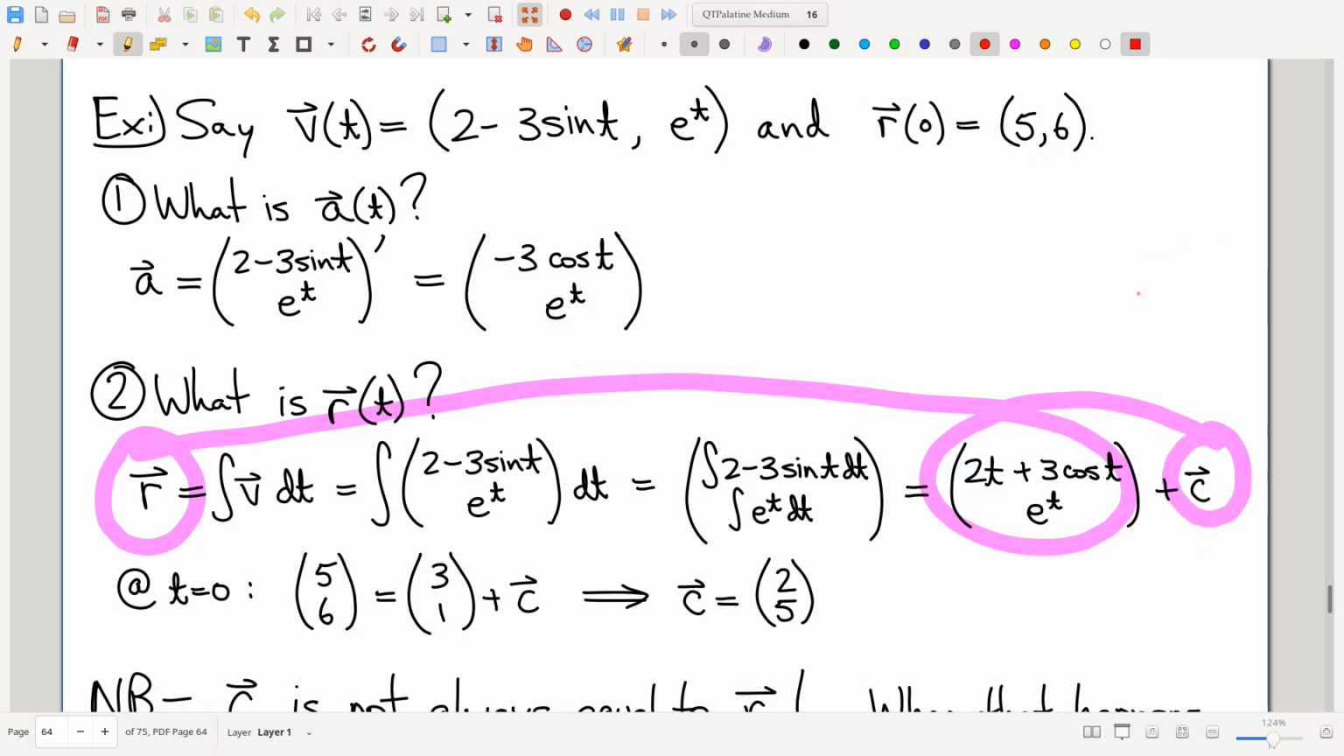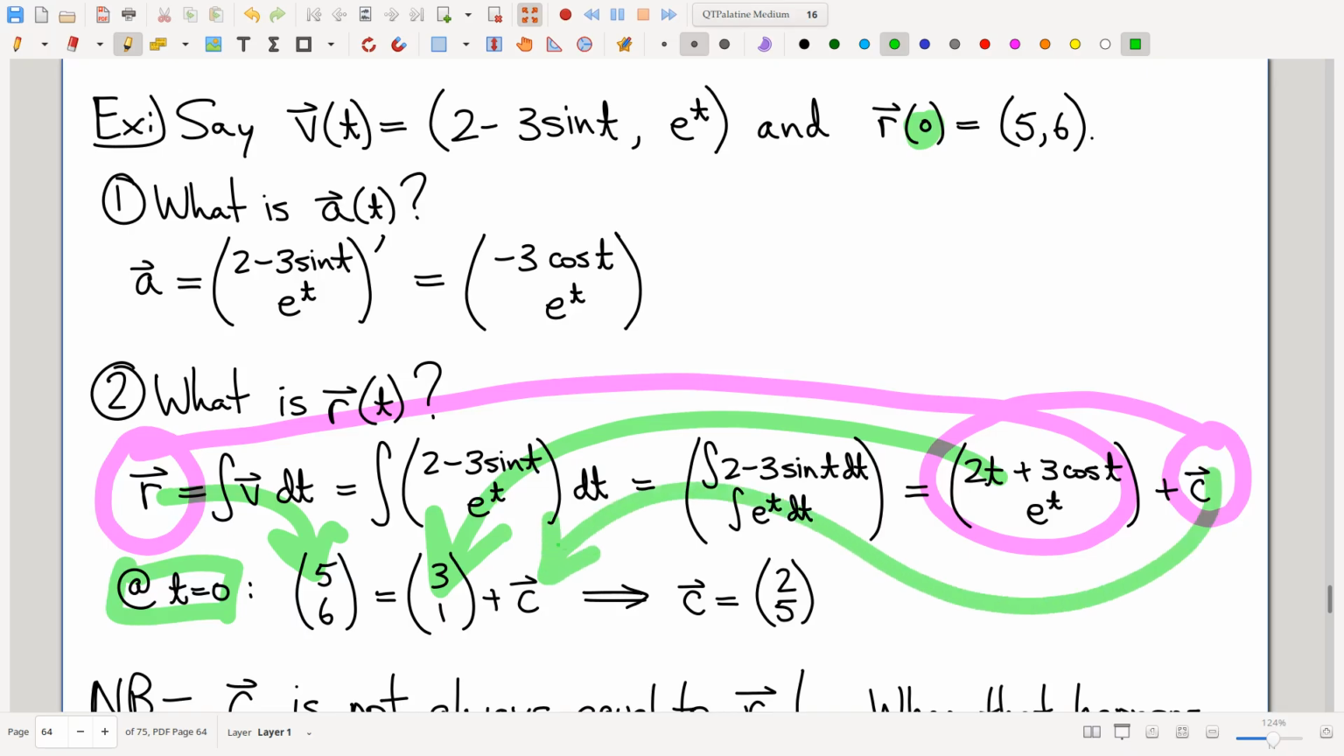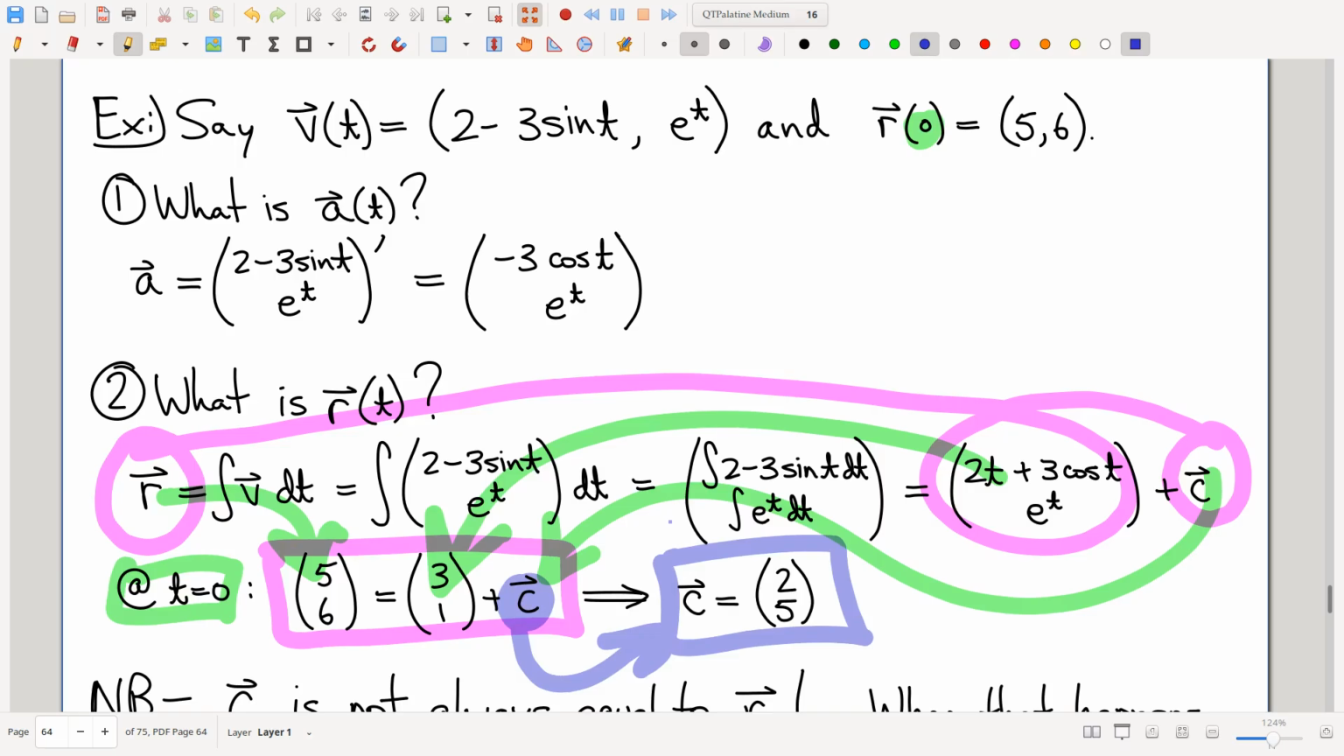Let me talk to you about how to actually do this. What we're going to do is plug in t equals 0. When you plug in t equals 0, position becomes 5, 6. This expression, with a little arithmetic, becomes 3, 1. And of course my integration constant just follows along for the ride. That purple equation now turns into this equation, and that one is easy to solve for C. No big deal. And notice, it is not the same as the initial value. Everybody see that?